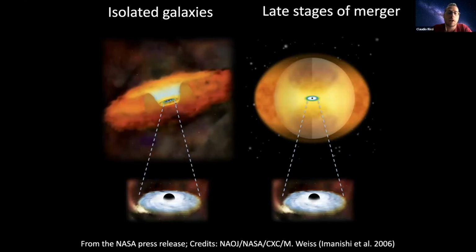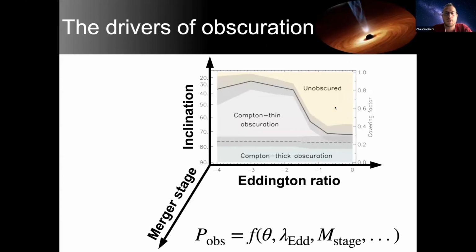AGN in isolated galaxies have this sort of anisotropic obscurer, where you still have lines of sight that are free from absorption, while on the other hand, in the late stages of mergers, the AGN are in a cocoon of gas and dust. So this is telling us that the drivers of obscuration are not only the inclination and the Eddington ratio, but also the merger stage, in the case galaxies hosting AGN are found in mergers.